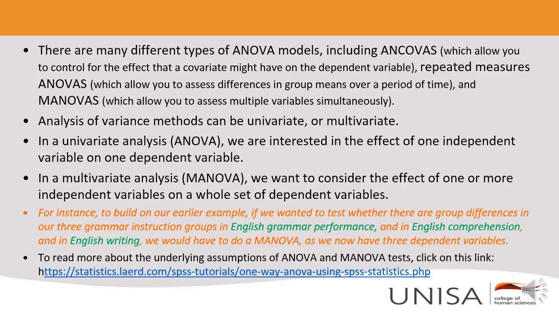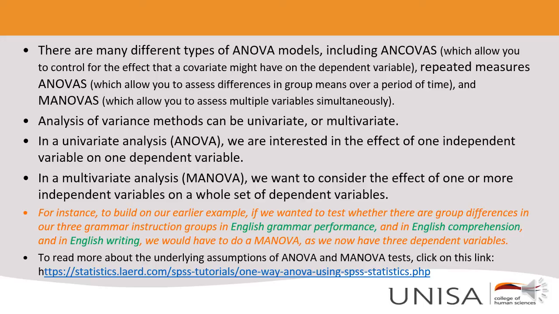There are many different types of ANOVA models, including ANCOVAs, repeated measures ANOVAs, and MANOVAs. ANCOVAs allow you to control for the effect that a covariate might have on the dependent variable. Repeated measures ANOVAs allow you to assess differences in group means over a period of time, and MANOVAs allow you to assess multiple variables simultaneously.